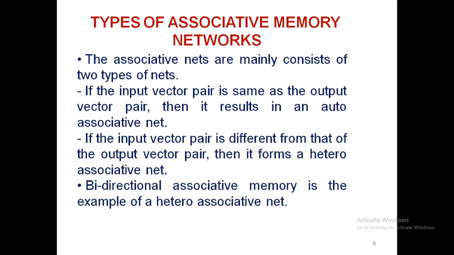Just now we have seen that by giving 1 by 6 as input, if you are getting 1 by 6 as the output vector, that is an auto-associative net. If for a 1 by 6 vector input you are getting a 1 by 3 vector as an output, then that is a hetero-associative net. So bidirectional associative memory is an example of the hetero-associative net. We will see that bidirectional associative memory also.